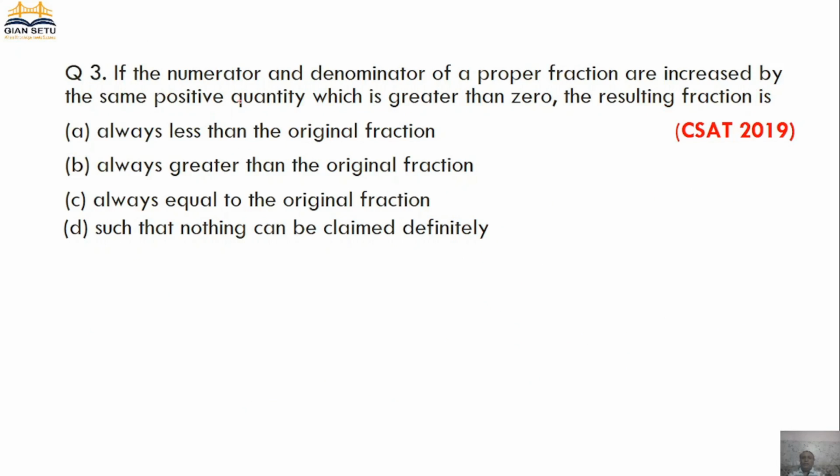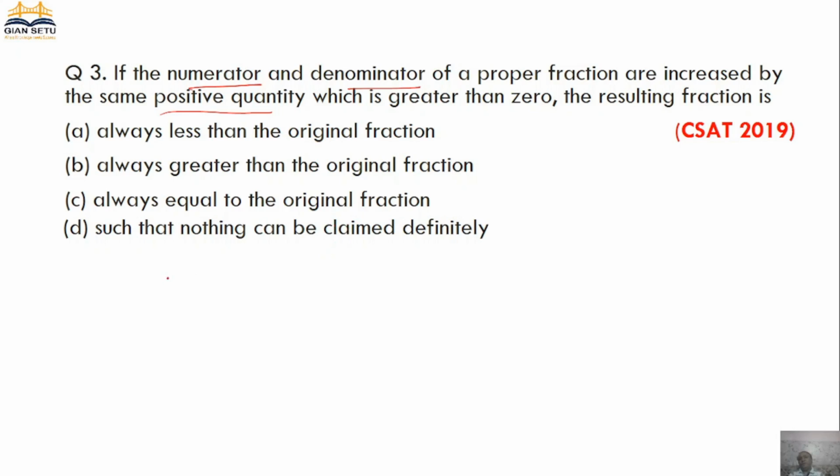Question number 3 is: if the numerator and the denominator of a proper fraction are increased by the same positive quantity which is greater than 0, the resulting fraction is... Again we are given 4 statements here and we need to verify which of these statements is always correct. First of all, let's see what a proper fraction is. A proper fraction is a fraction in which the denominator is always greater than the numerator.